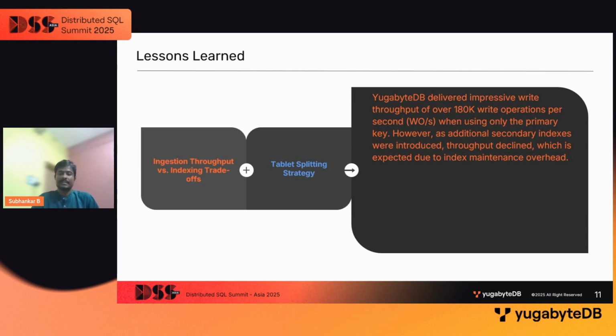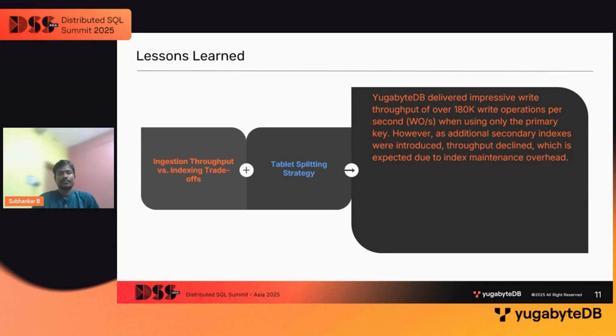And what we have seen is that once we kept introducing secondary indexes, let's say a particular table has 10 to 12 secondary indexes, and that table is daily partitioned, so every partition has 10 to 12 secondary indexes, as we kept adding secondary indexes, we saw a reduction in throughput. From 180K it reduced, which was kind of expected, I think, because indexes are treated as separate tables here.